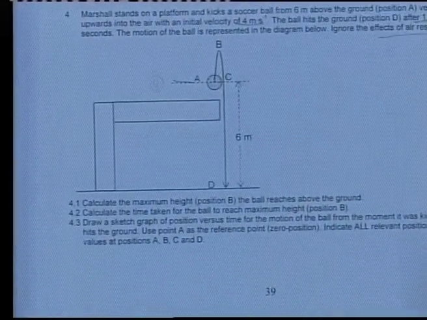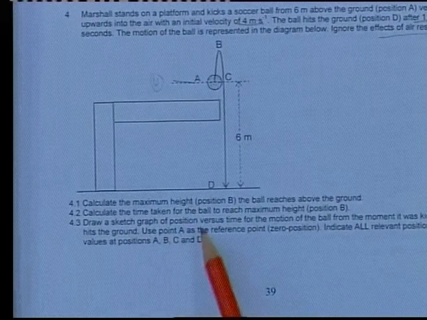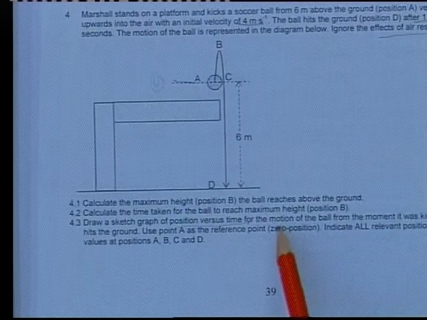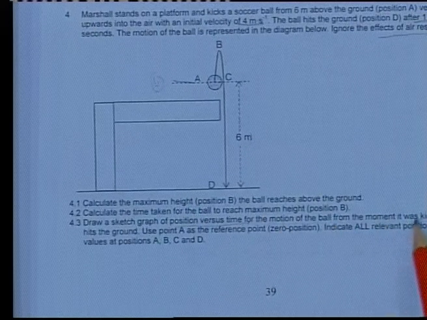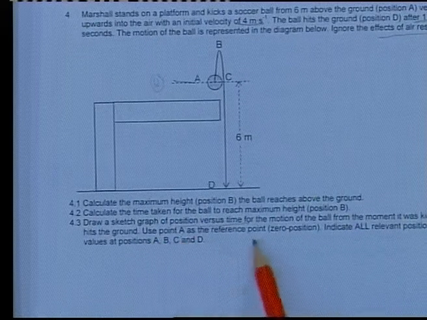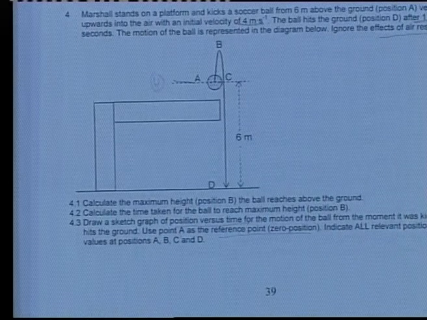Okay, there it is once again. It says, draw a sketch graph of position versus time for the motion of the ball from the moment it was kicked until it hits the ground. Use point A as the reference point. Wait a minute, here are a few things I need to note.